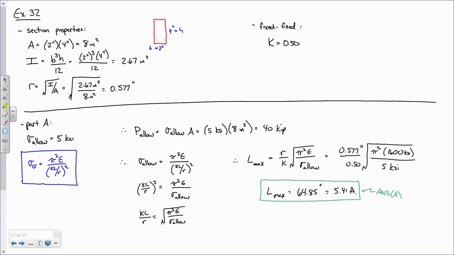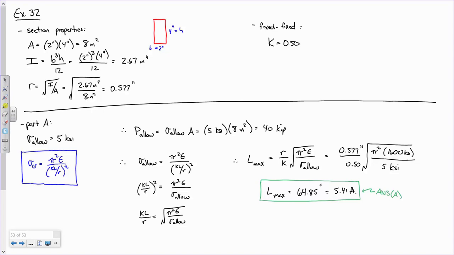Now, let me ask you a couple questions. First off, why is that a maximum length? Let's think about buckling, all right? If a column gets longer, does it get weaker or stronger? Weaker. It gets weaker because, look at it mathematically. As the length goes up, the slenderness goes up, because that's KL over R. And if your slenderness goes up, your allowable stress and ultimately your load goes down, right? Okay? So that's why this is a maximum length, because any longer the column's going to get weaker.